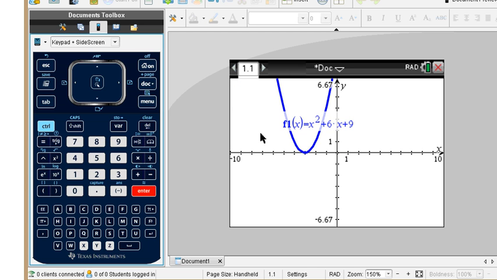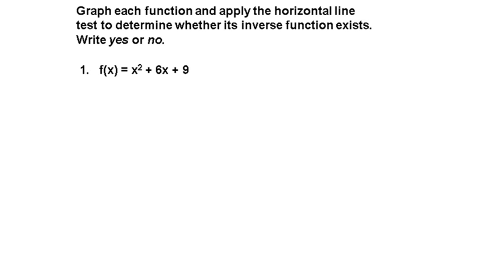And if we run a horizontal line through this function, we can see that that horizontal line will touch twice. Therefore, when we make an inverse of this relation, the inverse is not going to be a function. And so I'm just going to quickly sketch what that looks like.